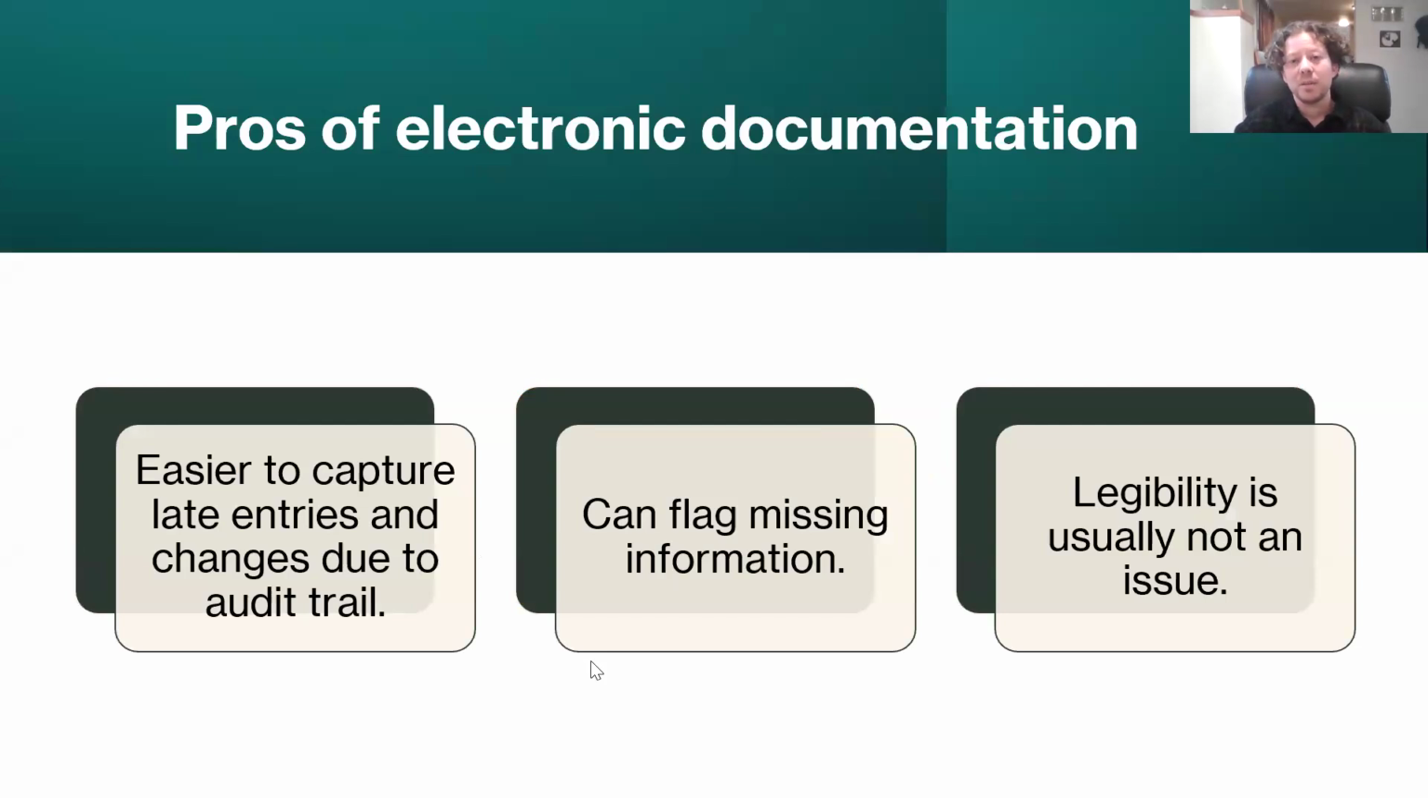There are some really big pros to going electronic, though. It's much easier to capture those late entries and any changes due to that audit trail that's part of the validated platform. A lot of these platforms can flag missing information for you, and legibility is usually not an issue when you're going electronic.